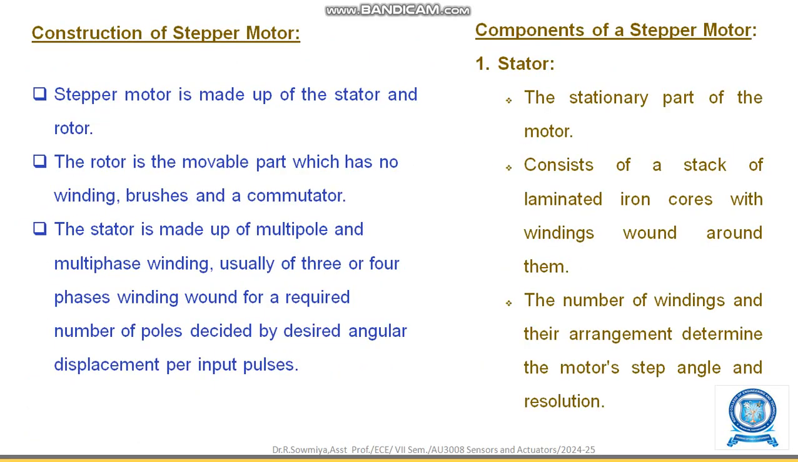Construction of the stepper motor. The stepper motor is made up of the stator and rotor. The stator is a stationary part which has no winding, brushes and commutator. The stator is made up of multipole and multi-phase winding, usually of 3 or 4 phase windings, wound for a required number of poles decided by the desired angular displacement per input pulse.